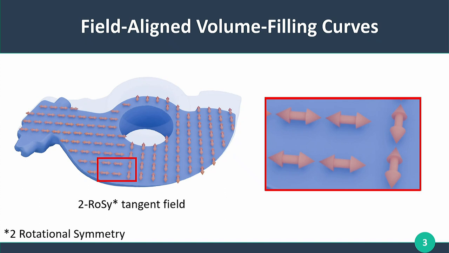In particular, we focus on field-aligned curves, meaning that the curve tangent should align with a given tangent field. These fields exhibit a twofold rotational symmetry, so directions are considered equivalent up to a sign change. In other words, it can be viewed as a line field rather than a vector field.